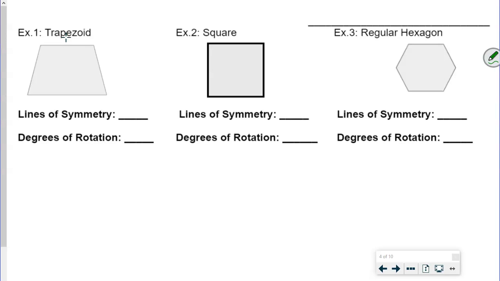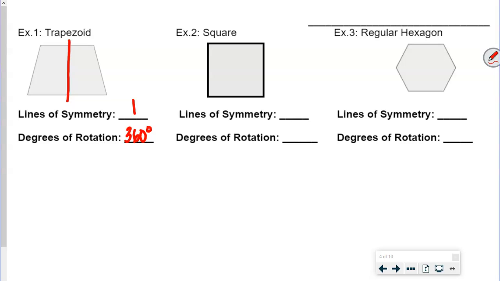The trapezoid is not a regular shape. You should be able to see that the top and the bottom are not the same length, and the two sides may or may not be the same length as the top, but we definitely know that the top and the bottom are not the same length, okay? So the trapezoid is not a regular polygon. On the trapezoid, where could we draw a line that creates symmetry? It would have to be straight down through the middle, right? So there's only one line of symmetry. And if we were to think about this shape, there's no rotation except 360 degrees, which is going to land the shape on itself, right? So that's 360 degrees there.